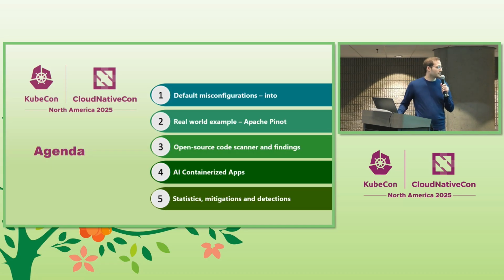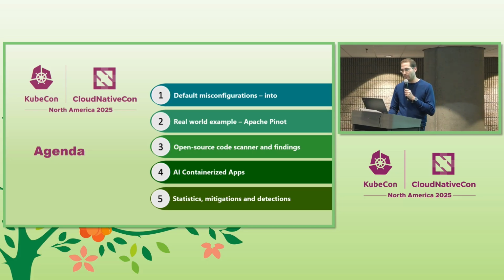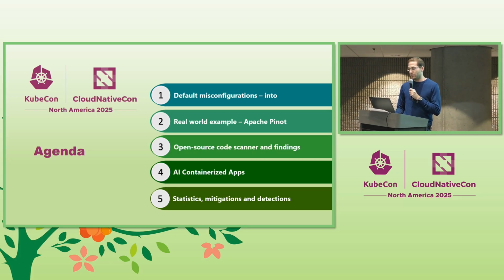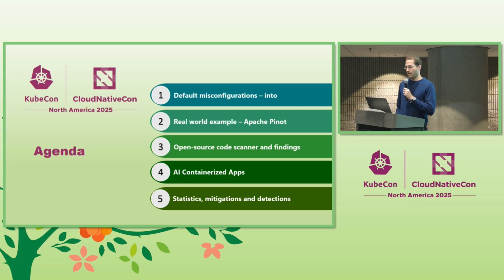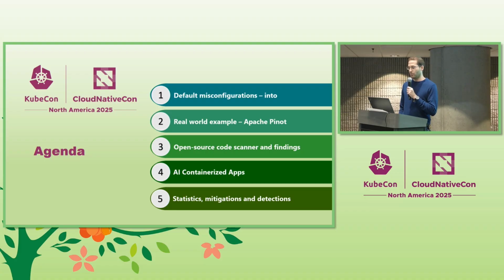And this is the agenda for today. We will talk about default misconfigurations. We will start with an overview of default misconfigurations. Then we will talk about a real-world incident that actually started our entire research. Then we will talk about how we identified misconfigurations at large scale by using a scanner we developed. Then we will talk about containerized AI applications, and we will share statistics, and we will talk about how we can secure our environments from this type of risk. Okay, so let's start.